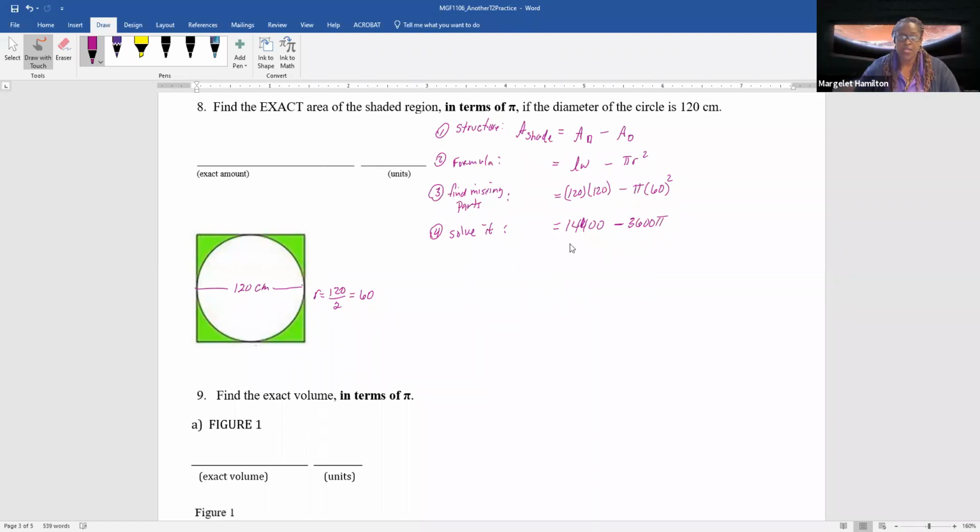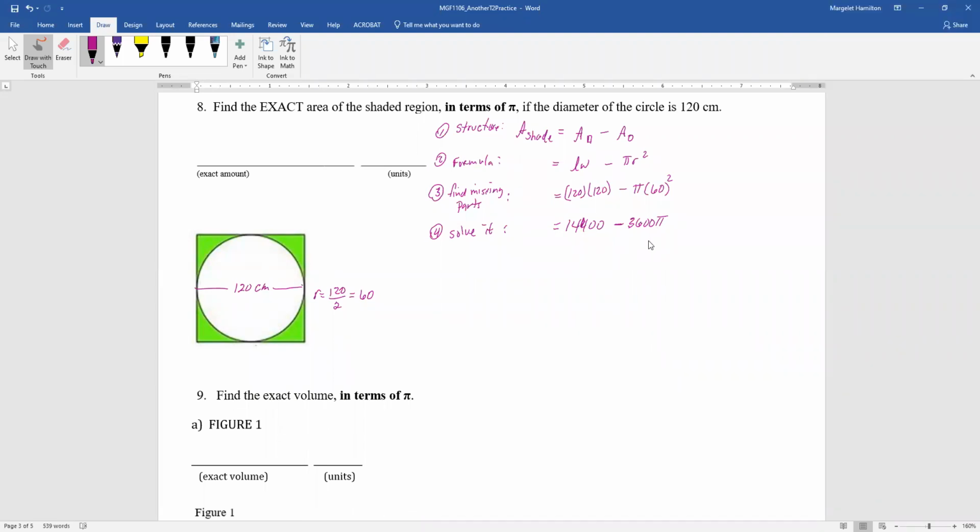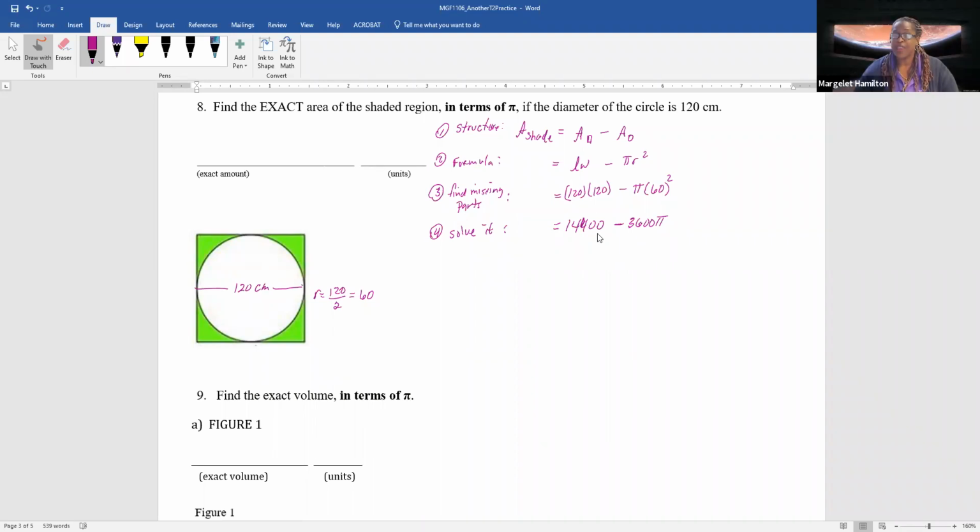Okay. Can we combine these two terms? No, because you say in terms of pi. That's right. And these are not like terms. Okay. So our area of the shape equals 14,400 minus 3,600 pi. And because both of them have the same dimensions of centimeters, what?